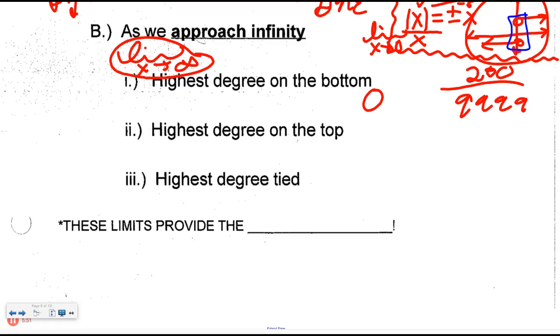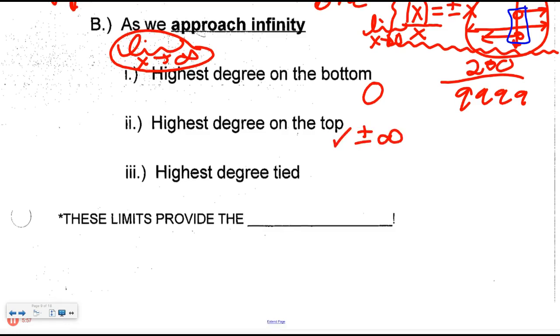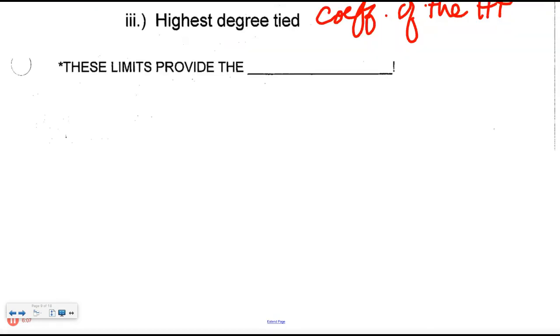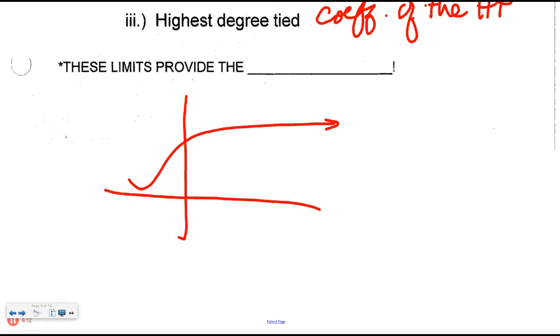If the highest degree is on the top, then our answer is plus or minus infinity. And again, to determine which, we have to do some sign analysis. If the highest degree is tied, then we use the coefficients of the highest term. So I'm just going to put HP for highest power. Keep in mind that these actually provide us with the horizontal asymptotes of the graph.